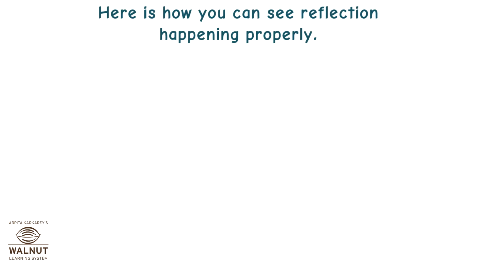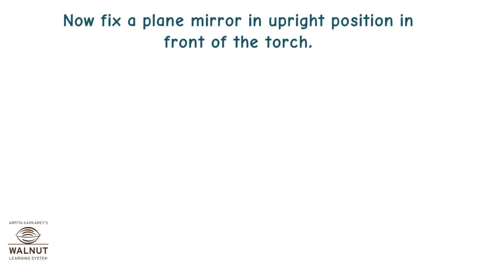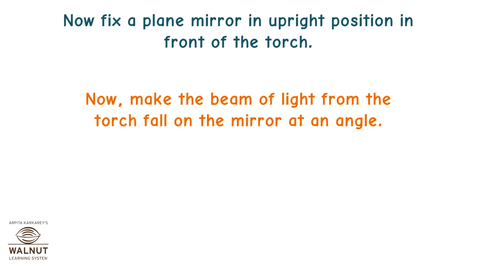Here is how you can see reflection happening properly. Take a simple electric torch. Stick a piece of paper having 3 slits over the glass of the torch. Now, fix a plain mirror in upright position in front of the torch. Now make the beam of light from the torch fall on the mirror at an angle.